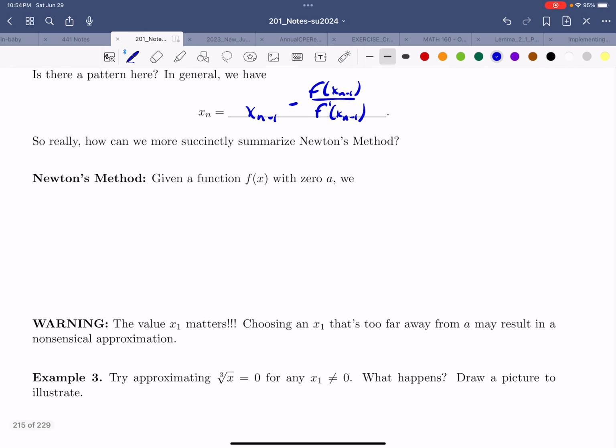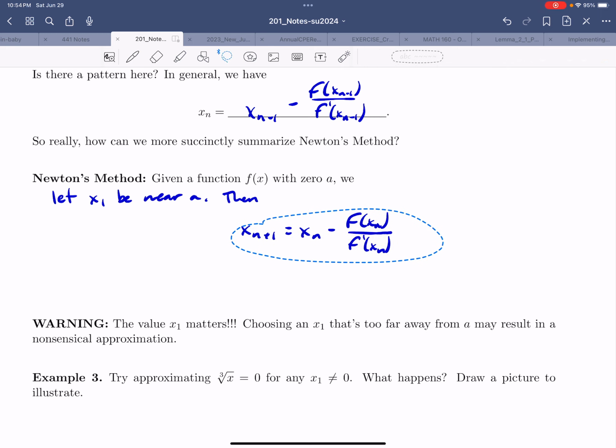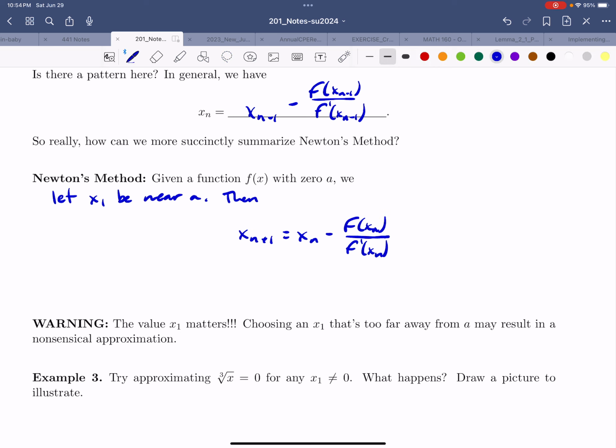So in general, what is Newton's method? And this is what the book says. Given a function f of x with a zero at a, we let x1 be near a. Then xn plus 1 equals xn minus f of xn all over f prime of xn. So that's how you do it, and I'm pretty sure that's how the book writes it.